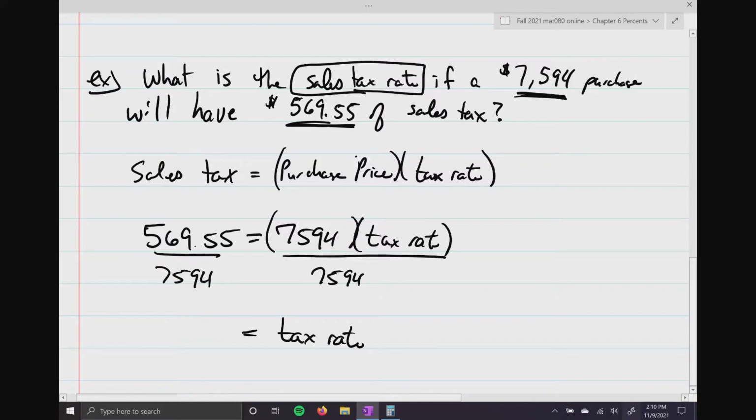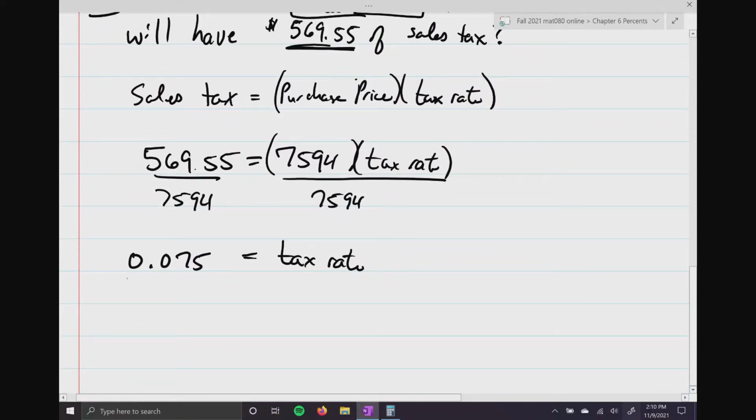So $569.55 divided by $7,594 equals 0.075. Now remember, this is a decimal, so we need to convert that to a percent. And how do we do that? We move the decimal 2 places to the right. So our tax rate is 7.5%.